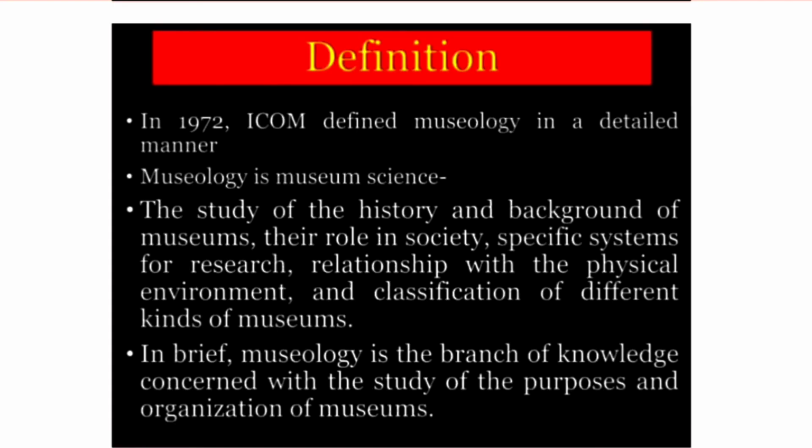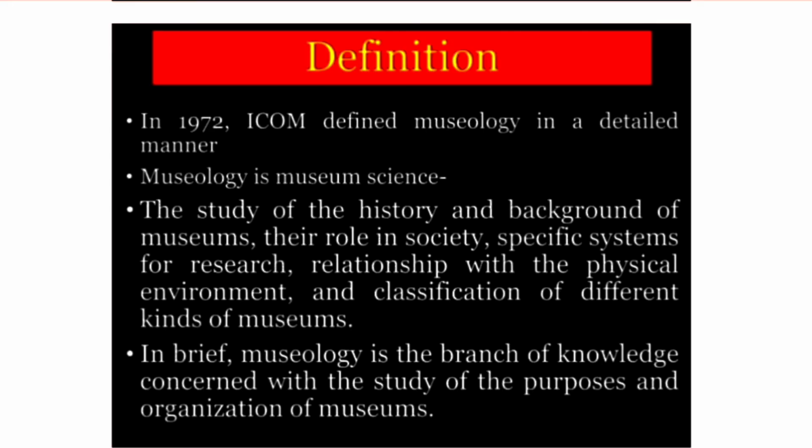In 1972, ICOM, the International Council of Museums, defined museology in a detailed manner. So museology is museum science. How did it define it? The study of the history and background of museums. Museum का जो study करते हैं, उसके background, उसकी history के बारे में, और उसका क्या role है society में, उसके specific systems, that is, how it researches the relationship with the physical environment and the classification of different kinds of museums, its roles, scope and its functions. So overall, the study about the museum all comes under museology.